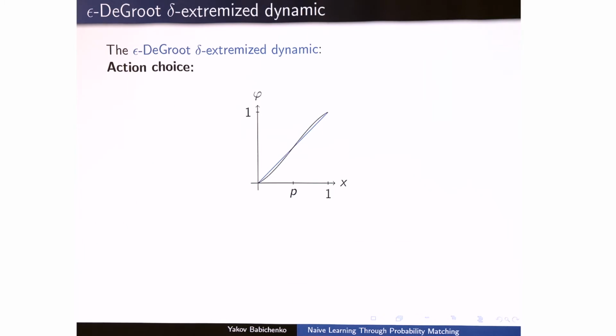But if we apply to it some notion of extremization of opinions, that player somehow extremizes, in this case, it's extremization of action. Instead of playing exactly the probability matching, what you are doing is, if your belief is here, you assign to it a probability slightly below the diagonal. If you are here, you assign to it a probability slightly above the diagonal.